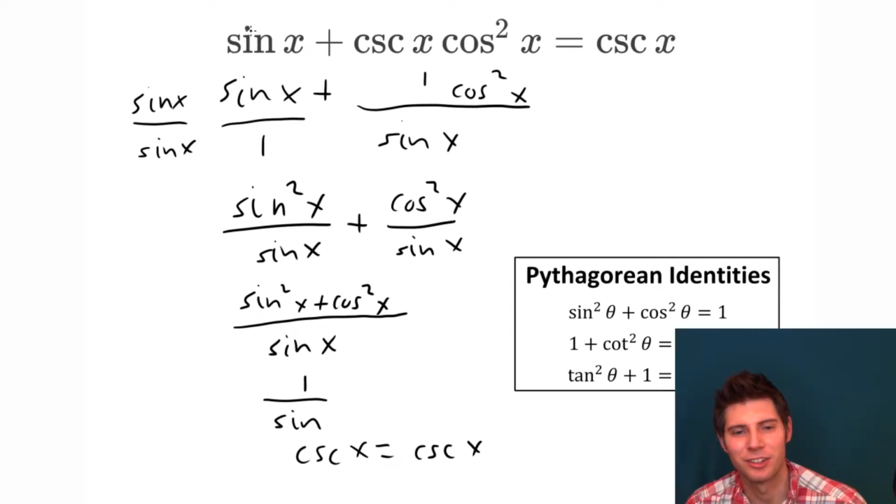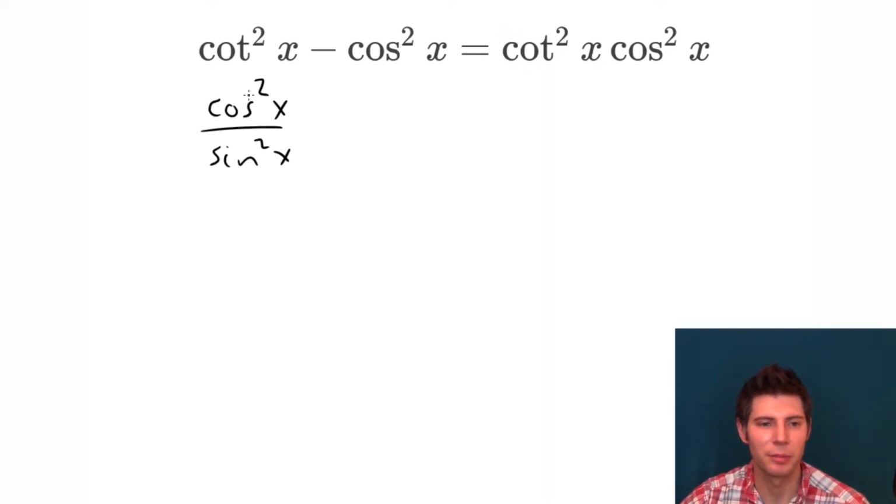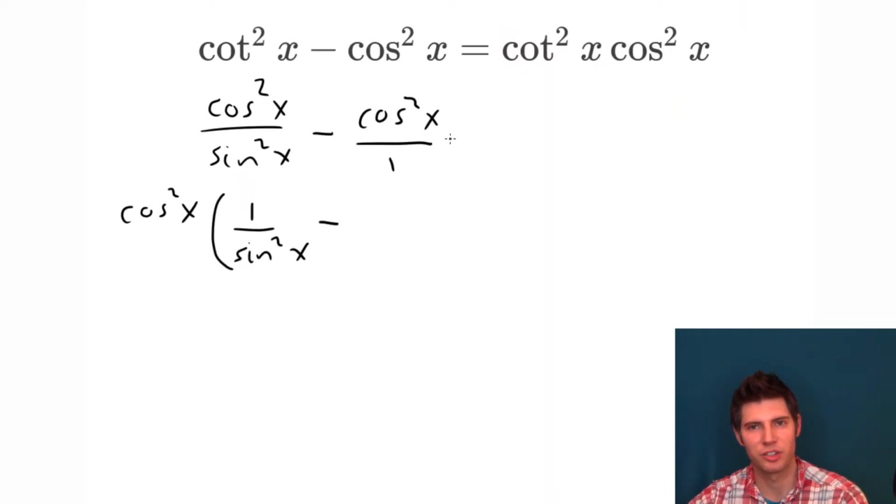So let's do the next one. So for this one, let's rewrite in terms of sine and cosine. So cotangent is cosine over sine. And since it was cotangent squared, I made it cosine squared over sine squared minus cosine squared over 1. This is another one of those where we're going to factor out the cosine squared because it's common with those two terms. That leaves a 1 over sine squared for the first one minus, and then when you pull the cosine squared x out of cosine squared x, you're left with just 1.